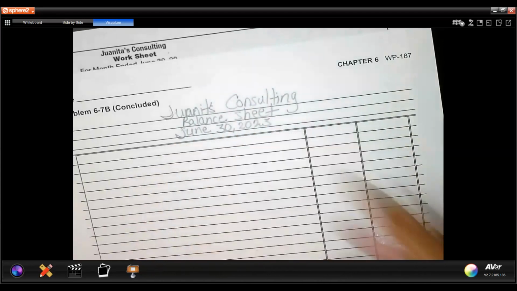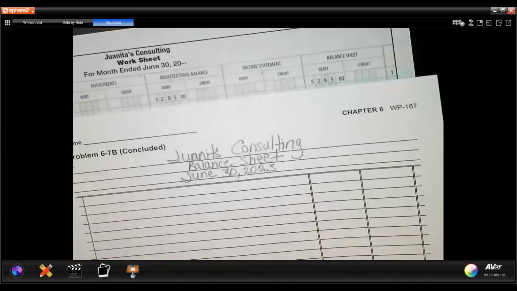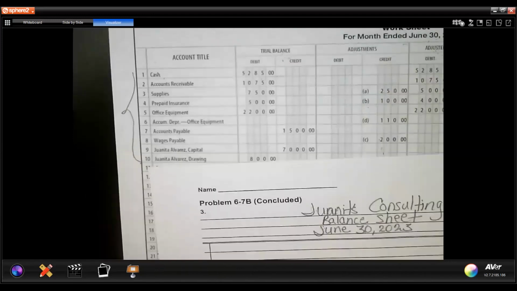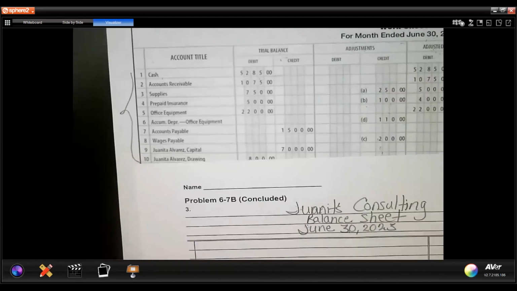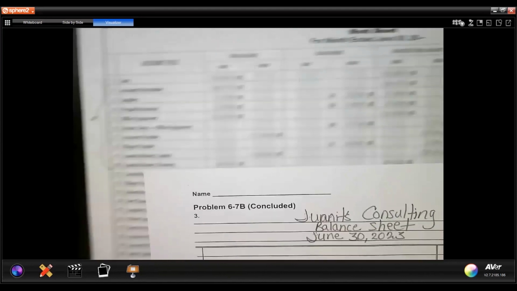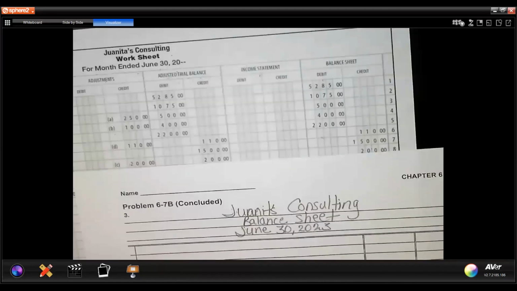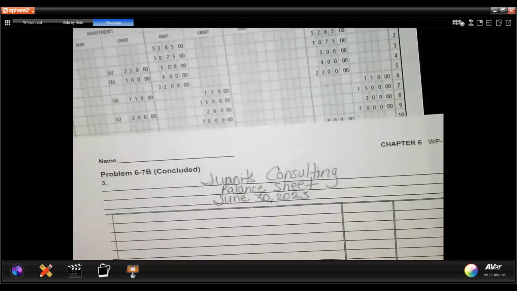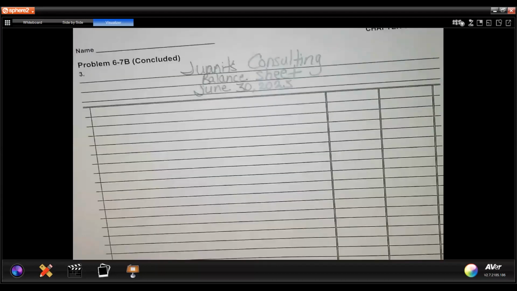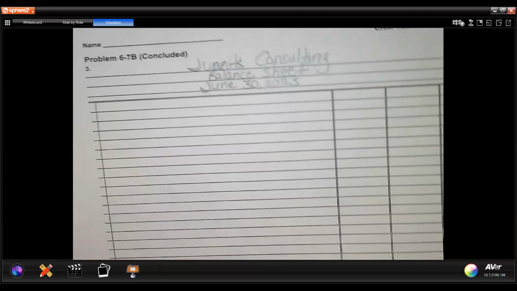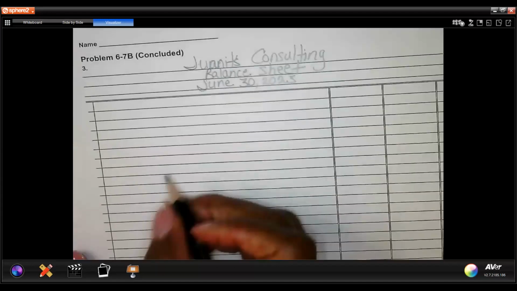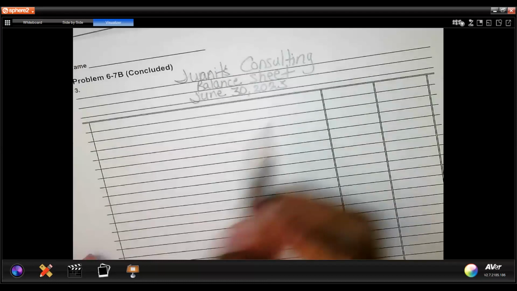So again, we are pulling information from our adjusted trial balance. Those accounts that show on the adjusted trial balance, we are just pulling those accounts over. So again, all of these accounts from 1 to 10 that you see here, those are the accounts that are listed on your balance sheet. Okay, we pull those balances over. So let's go ahead and record those on our actual balance sheet statement. So this is how we're going to fill out our balance sheet.